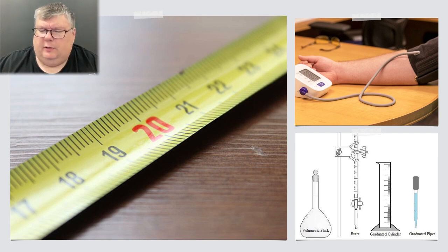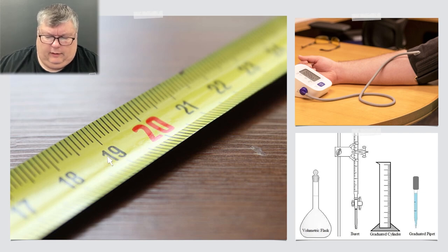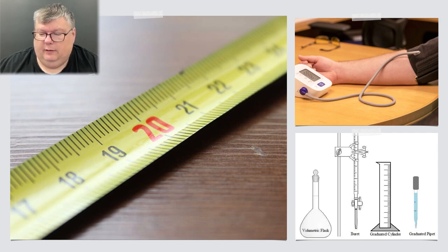So what is a measurement? A measurement is a way to quantify the world around you using some sort of measuring device and a unit. As you can see here, we have a tape measure that is measuring in centimeters. We've got a blood pressure cuff, which actually measures in millimeters of mercury, in case you were ever wondering what the numbers meant. And then we've got different measuring devices for volume. So length, pressure, and volume are just some of the measurements that we use in science to help quantify the world around us.